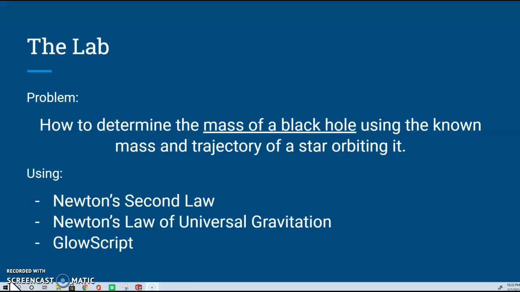For this lab, I developed the following problem statement: how to determine the mass of a black hole using the known mass and trajectory of a star orbiting around it. The answer to this question is important because it will help us to understand Newton's second law using parallel and perpendicular directions and Newton's universal law of gravitation. To complete this lab, I'll use these laws and GlowScript to create a computer model.